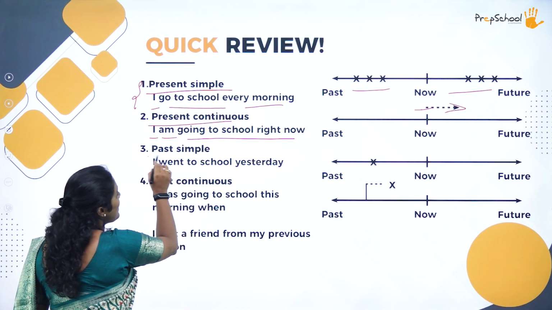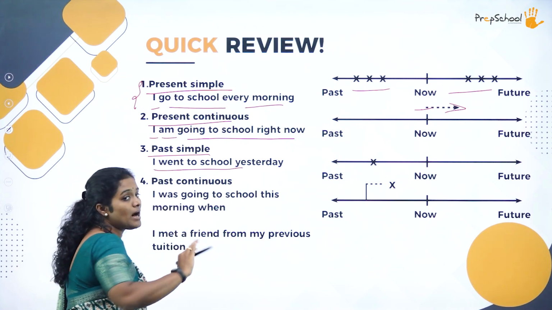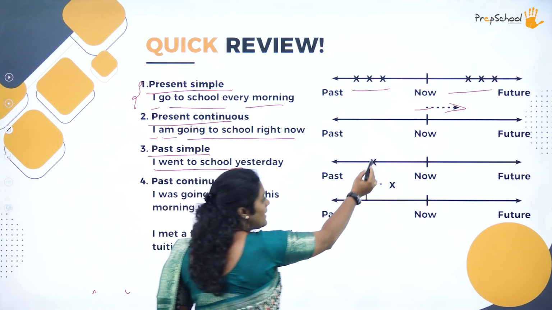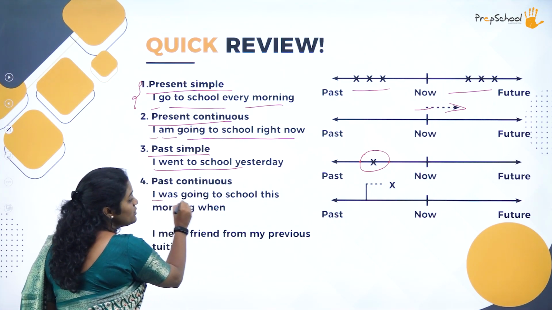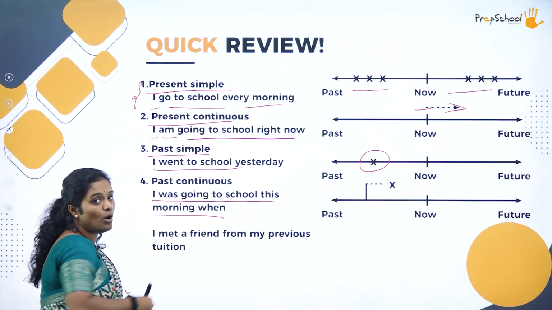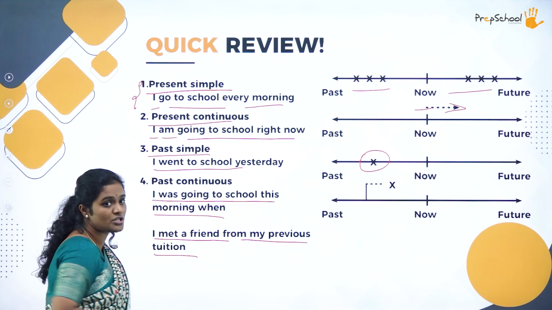Then the third one is past simple tense. I went to school yesterday. Past, done and dusted. It has happened in the past and it's over. Next, past continuous tense. I was going to school this morning when I met a friend from my previous tuition. What did I tell you?